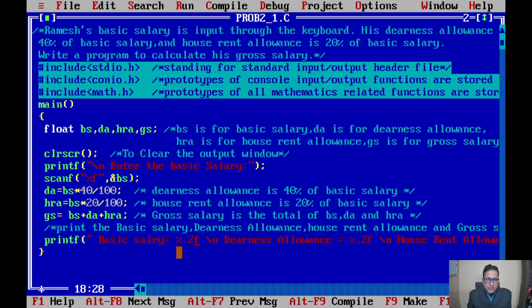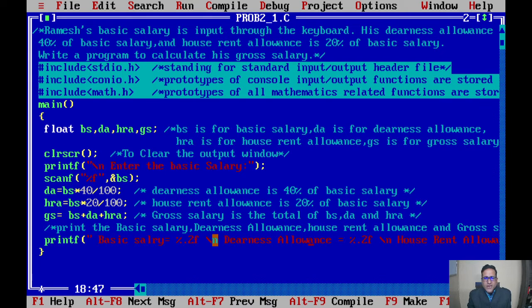Here I write %.2f. This must be noted: the point and 2 is for the 2 decimal places. If we want the output in 2 decimal places, we will write 0.2. If we want 3 decimal places we write 0.3, and if we want no decimal places, we will write 0.0.